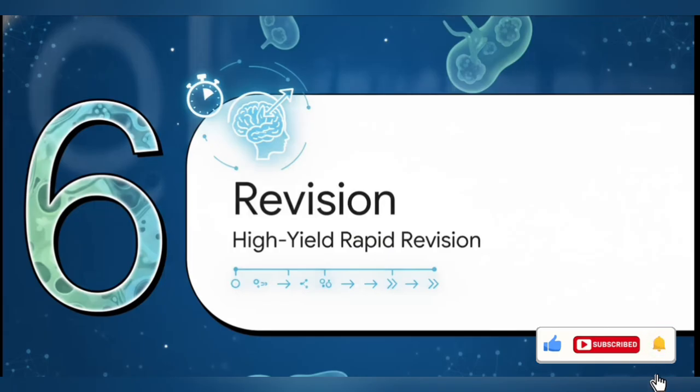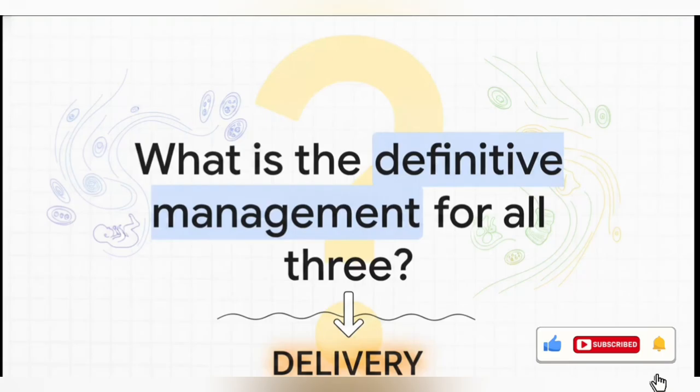Section 6, high-yield rapid revision. Okay, we have covered a ton of complex pathophysiology today. Let's do a rapid revision to lock in the absolute highest yield takeaway from this explainer. Think about it for a second. We have HELLP, which is driven by preeclampsia and microangiopathic hemolysis. We have AFLP, driven by a genetic LCHAD enzyme deficiency causing fatty acid buildup. And we have ICP, driven by hormones and bile acid accumulation.